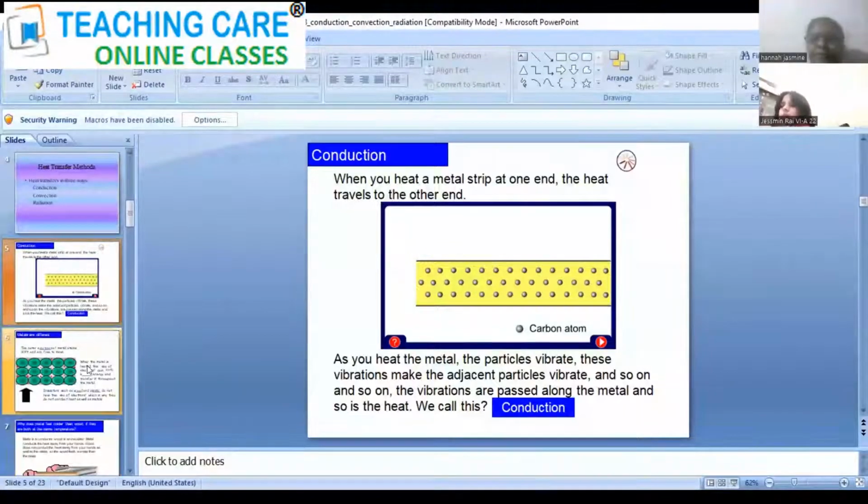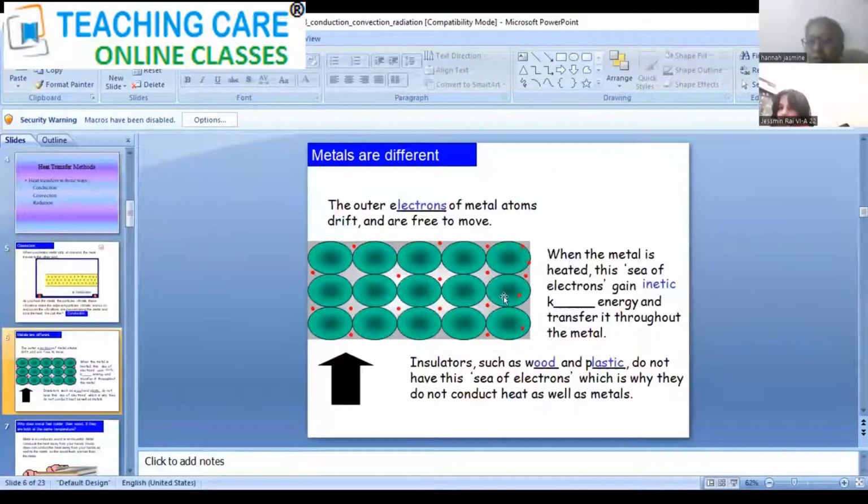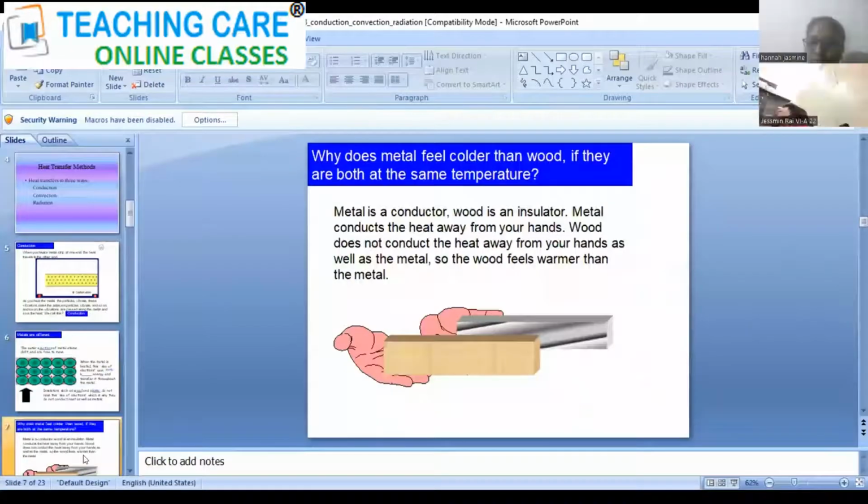Okay, can you see this? When the metal is heated, you see the sea of electrons gain kinetic energy throughout the metal. You know wood and plastic are insulators. What are insulators? Ma'am, they do not let heat pass. Yes, very good. So metal is a good conductor of heat.